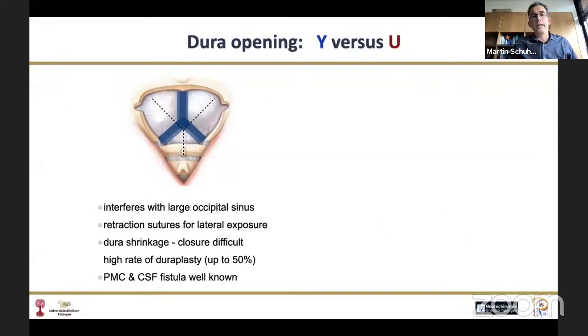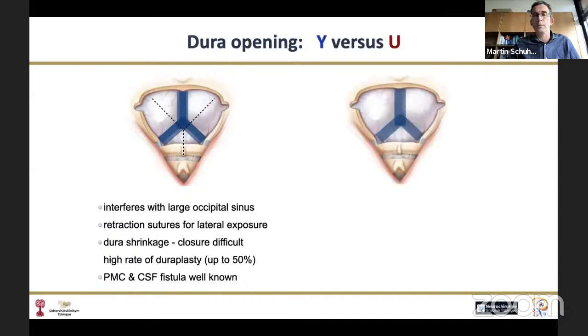And the other problem with the Y-shape is you have to do the retraction sutures to expose here. And when you lift the dura out with the retraction sutures, they start to dry. And if you have a drying dura, it is going to shrink. And together with a shrinking dry dura and having 3 pieces of dura here, this creates the problem with dura closure. You need a high rate of duroplasty. In the literature, up to 50%. Henry said he always uses it. So this is a problem that is created by the Y-shaped incision, and pseudomeningocele and CSF fistula are well-known problems.